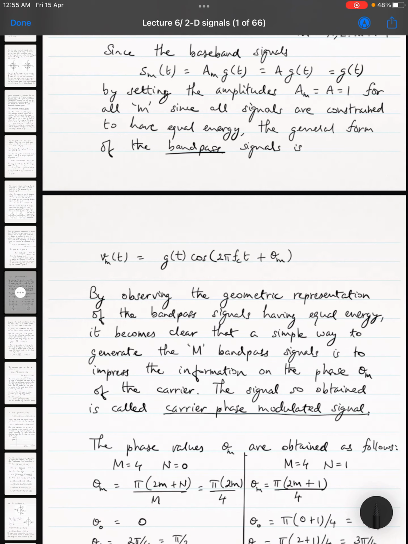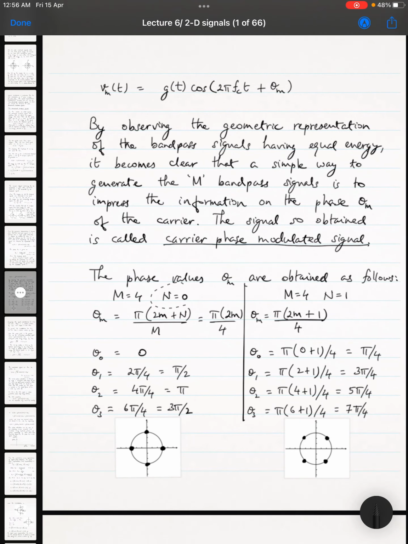So what we notice is that this particular representation distinguishes the signals only based on their phase angles. The only thing that differs among all the M signals is the value of the angle theta m. Everything else is the same. If you see these parameters, nothing else has changed except for theta m, for m equal to 1 to capital M. So such a modulation scheme where the information is contained in the phase angle of the carrier signal is called carrier phase modulated signals.